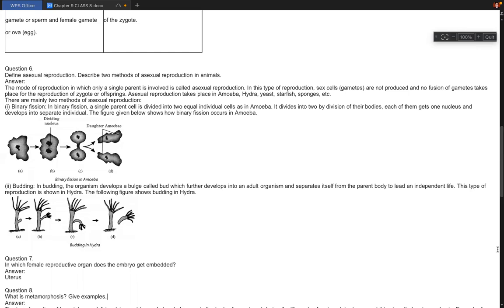Mainly two methods are there in animals. First is binary fission, in which a single parent is divided into two equal individual cells, as in an amoeba, right? And you have to draw the diagram also.